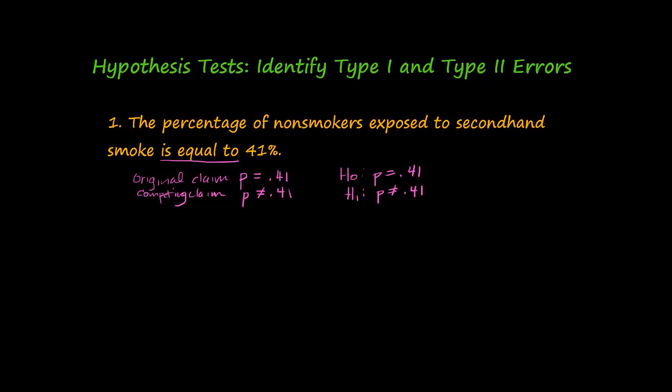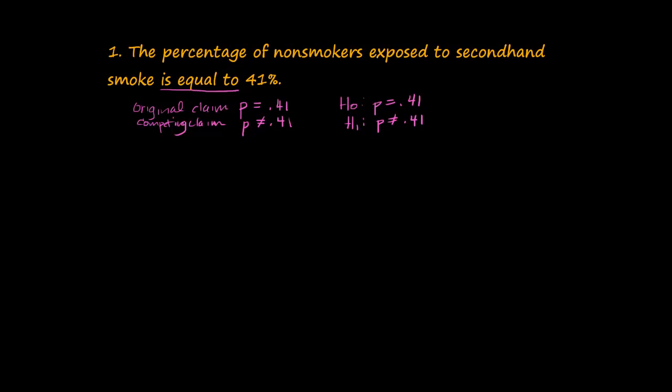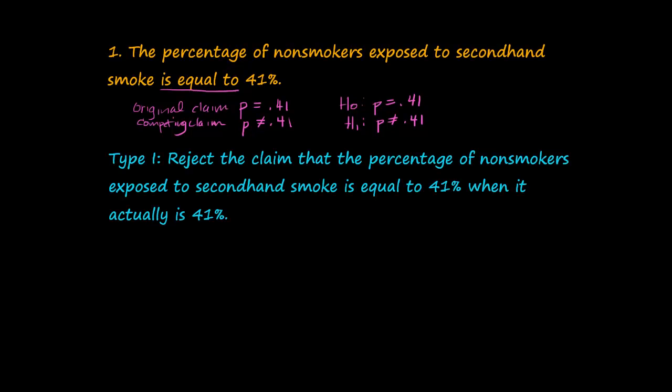Okay, so let's look at what a type 1 error would be if this were our hypothesis test. Type 1 would be that we reject the claim that the percentage of non-smokers exposed to secondhand smoke is equal to 41% when it actually is equal to 41%. That's our alpha, our type 1 error.